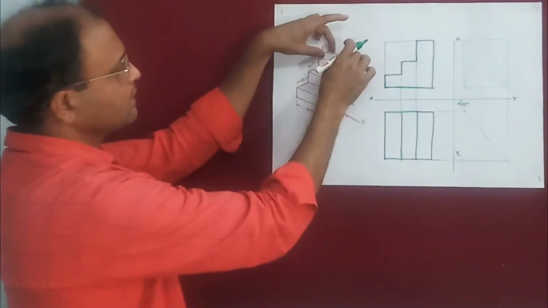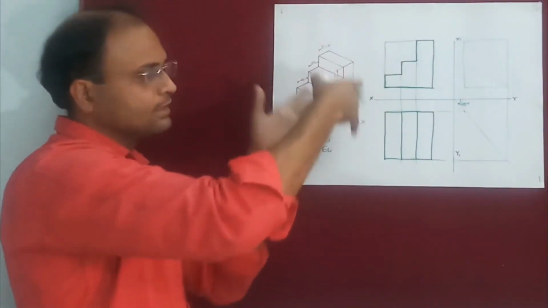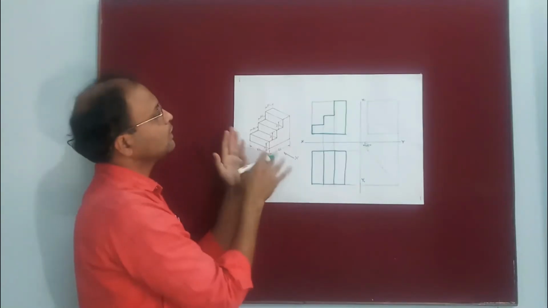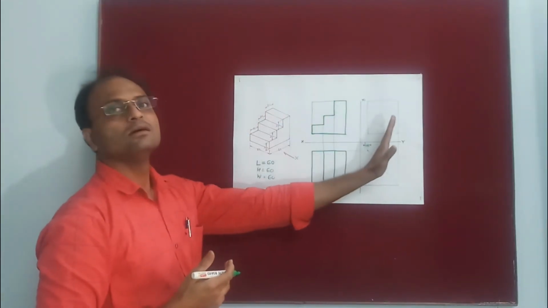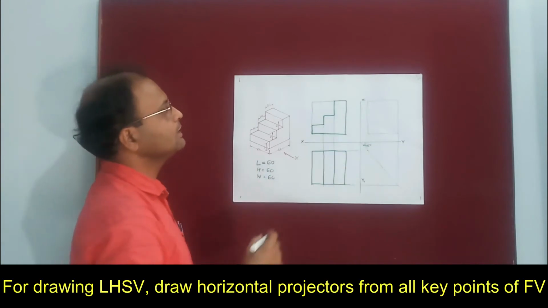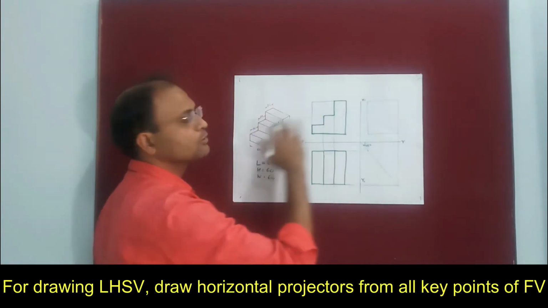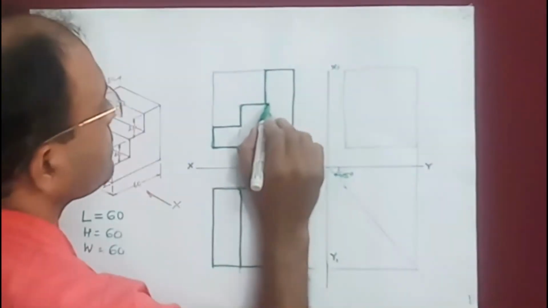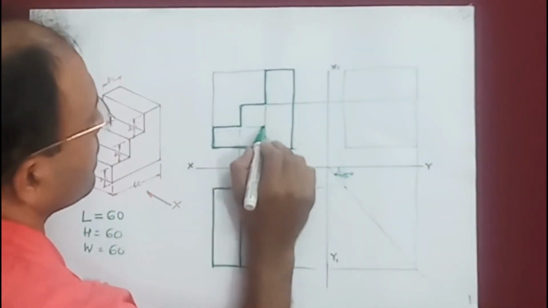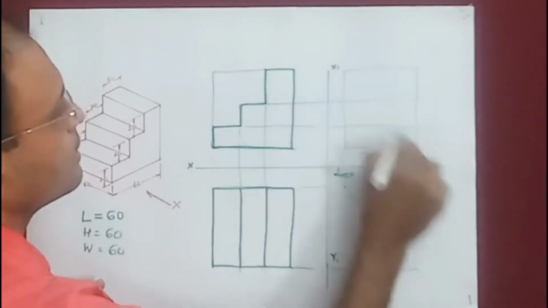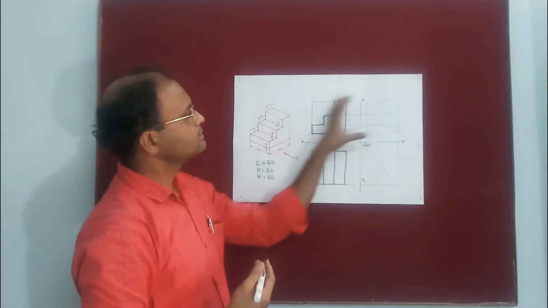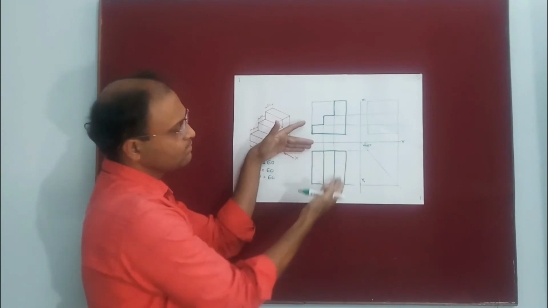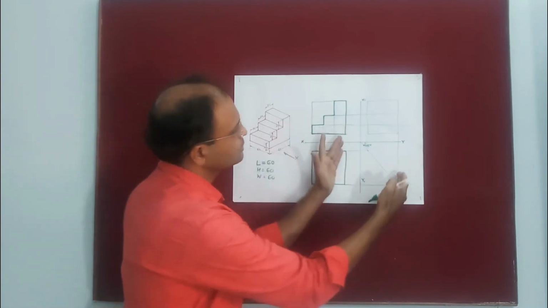You can see in top view I will get these three rectangles like this along the whole width of the object, okay. Now from this we have to construct the left hand side view. So for drawing left hand side view, first draw horizontal projectors from all key points of the front view. Okay, so once these projectors are drawn, from top view we can see there is no key point to be mentioned here, so already these projectors are drawn.